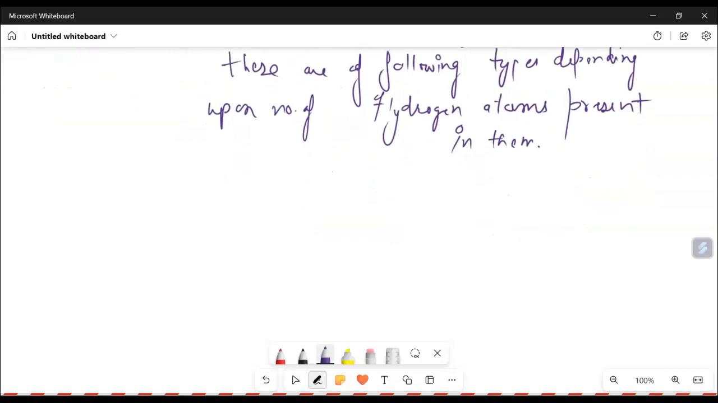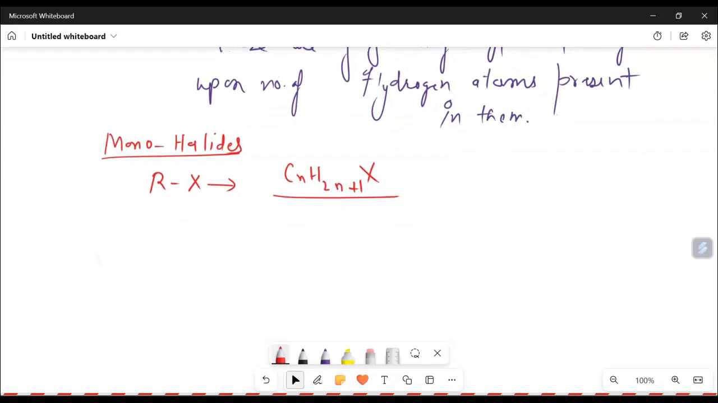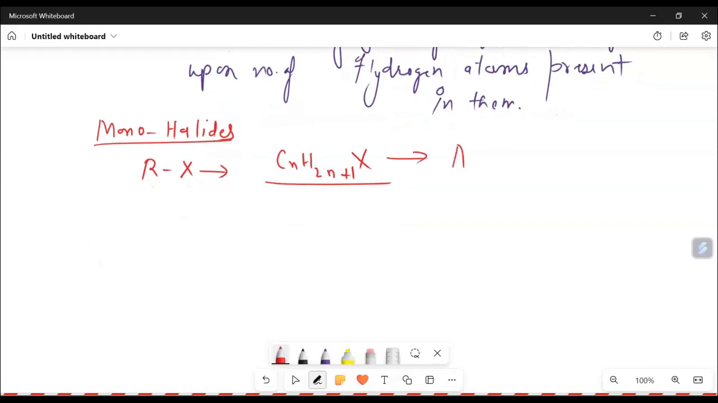The types we are going to discuss: the first one is monohalides, simply called RX. The formula of monohalides is CnH2n+1X. It is also known as alkyl halides. Primary monohalide is RCH2X. Then we have secondary monohalide.